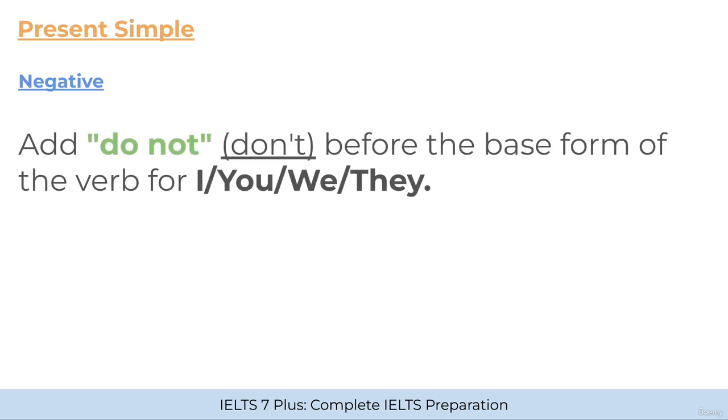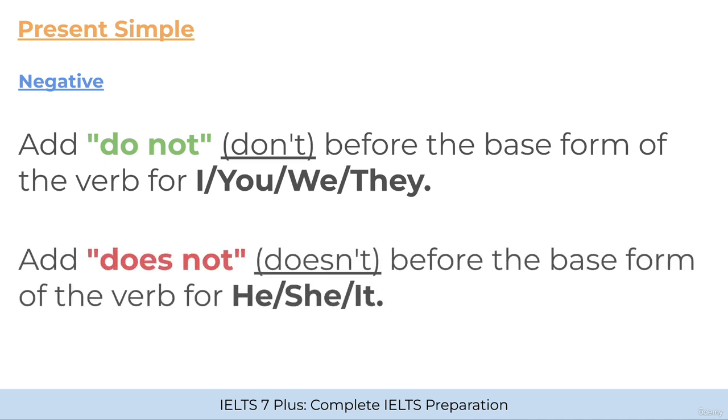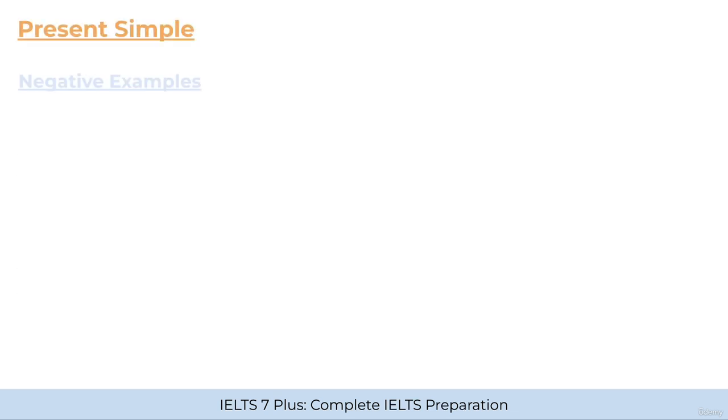Alright, so let's look at the present simple and how you can form a negative. In order to form a negative, you want to add do not before the base form of the verb for subjects like I, you, we, and they, or does not before the base form for the subjects he, she, and it. So you've got do not and does not depending on the subject. Let's have a look at this in action.